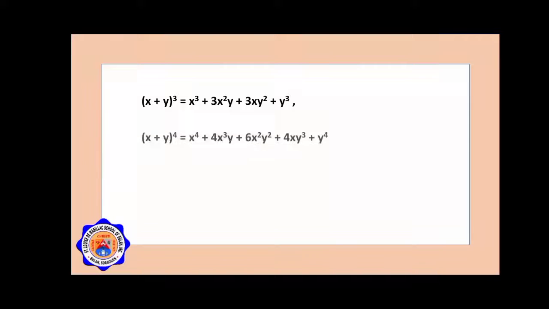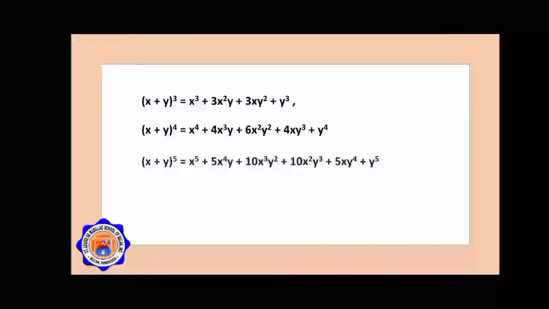is the x plus y raised to 4. Same process, use the binomial, the FOIL method. Then, simplify. So, the answer for x plus y raised to 4 is equal to x raised to 4 plus 4x cubed times y plus 6x squared times y squared plus 4xy cubed plus y raised to the 4th power. So, if you want to check it, you can solve it on your paper.